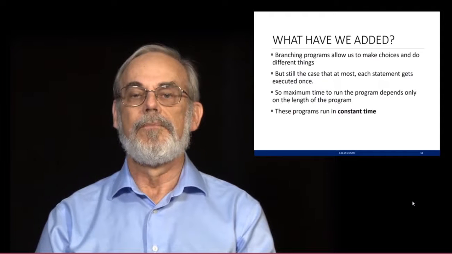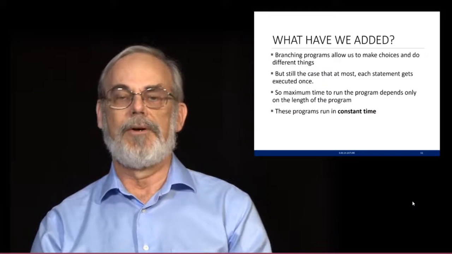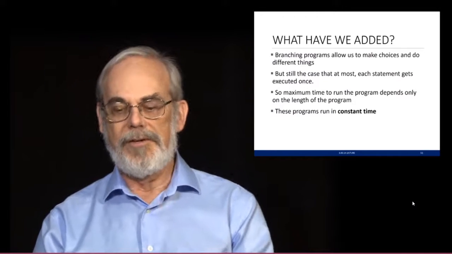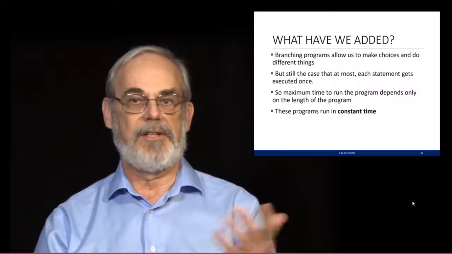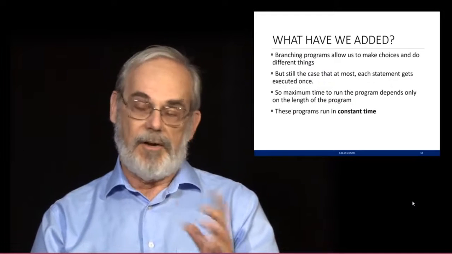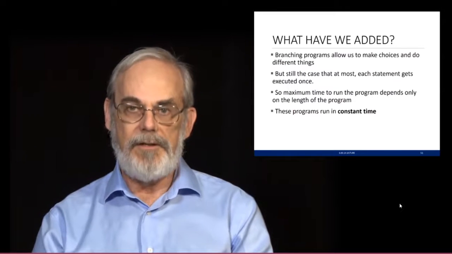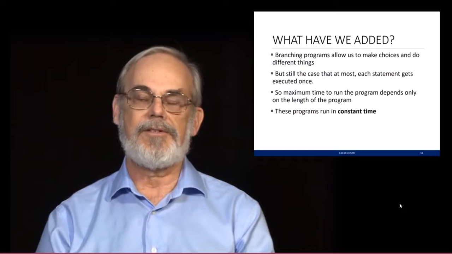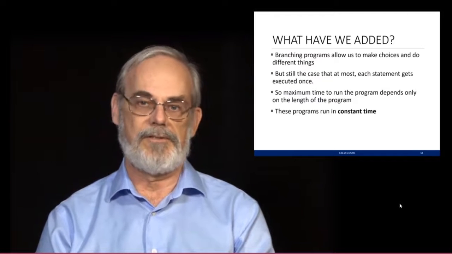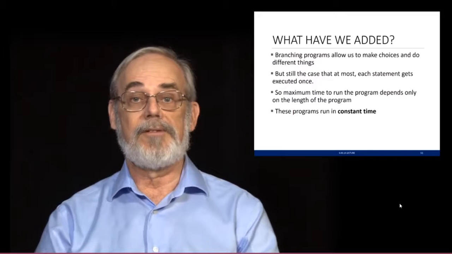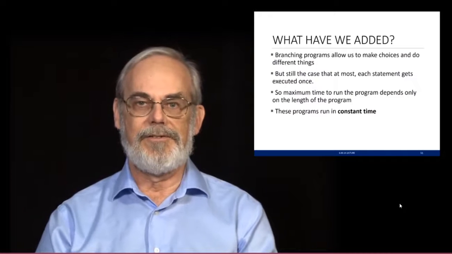Okay, what have we added? First simple kind of program. Branching programs allow us to make choices and do different things. But it's still the case that at most each statement gets executed once. I might skip a set of statements if I skip over that branch because I don't get there. But as a consequence of this, these are what we would call linear programs. They run in constant time because I execute each instruction at most once. And the maximum time to run the program is going to depend only on the number of instructions that I have there. Still valuable to make some decisions, but it's not going to give us the power that we want to really build interesting algorithms, and that we're going to get to next time.